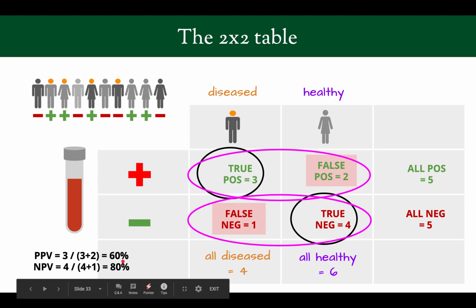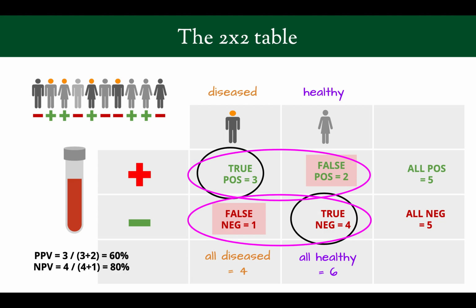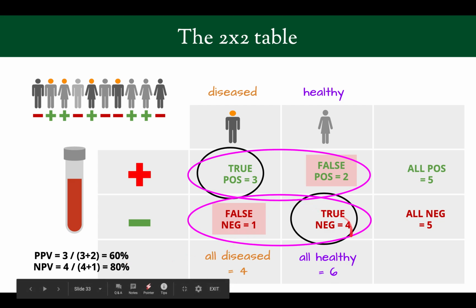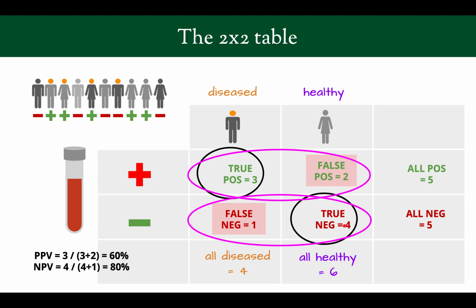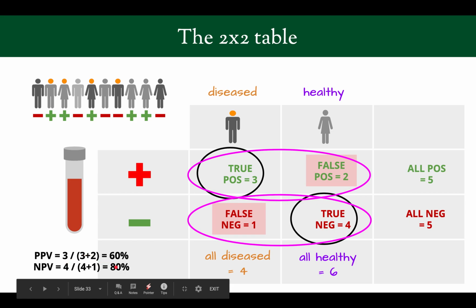And now the negative predictive value. How good is the negative test at predicting? So of all the people with a negative test, so that's all of these, how often did we correctly predict? 4 times. So 4 over 5 equals 80. So 80% is the negative predictive value.